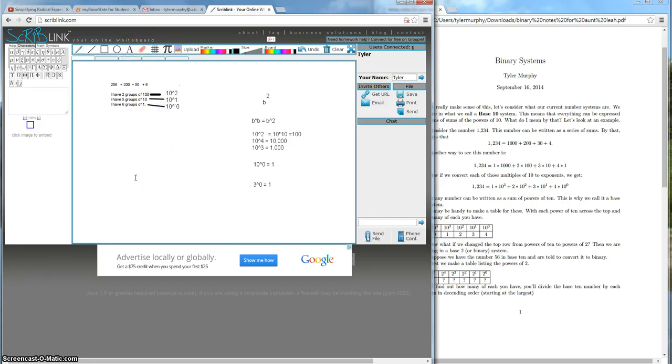So then I have 2 times 10 squared, I have 5 times 10 to the first, and then I have 6 times 10 to the 0. So this is how our current number system works, the one everybody's familiar with. When you count to 9, think about the ones place. When you have 9, if you add 1 to it, what happens to the ones place? It goes back to 0. It starts over, but you get another number in front of it. We add 1 to the next column.